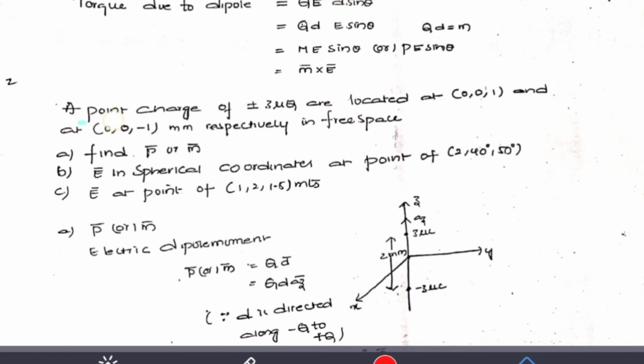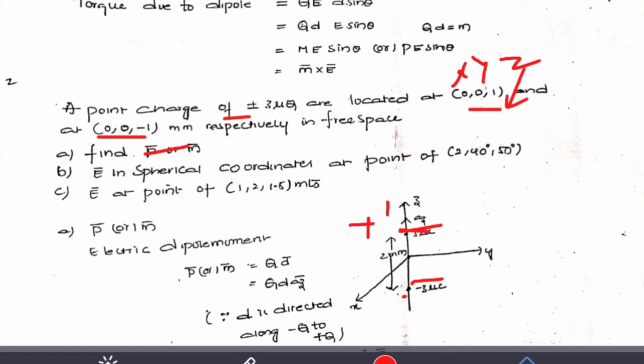Now we go for a numerical problem. Point charges of plus 3 microcoulomb and minus 3 microcoulomb are located at (0, 0, 1) and (0, 0, minus 1) respectively, in the Cartesian coordinate system X, Y, Z. The two charges are separated by a small distance of 2 meters.